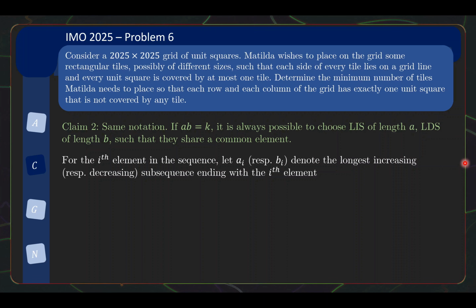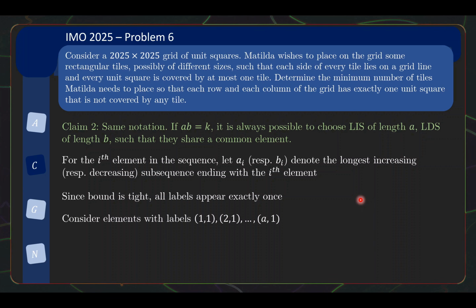So I'm going to use the same labeling system, the (Ai, Bi). And since the bound is now tight, AB equals K, all labels appear exactly once. Now, what we can do then is to consider the elements with labels (1,1), (2,1), until (A,1). I claim that this is actually an LIS. It's definitely of length A, but we need to show that it's increasing.